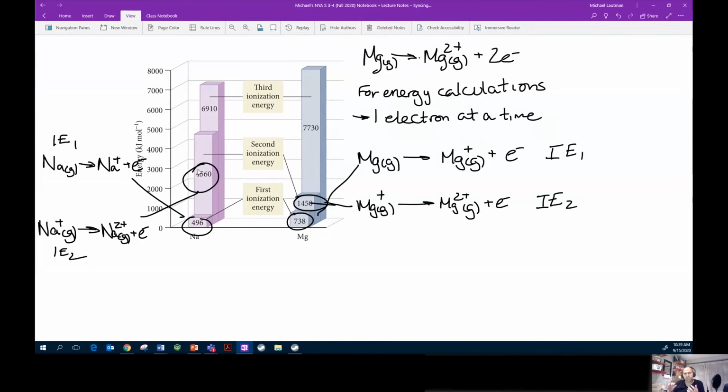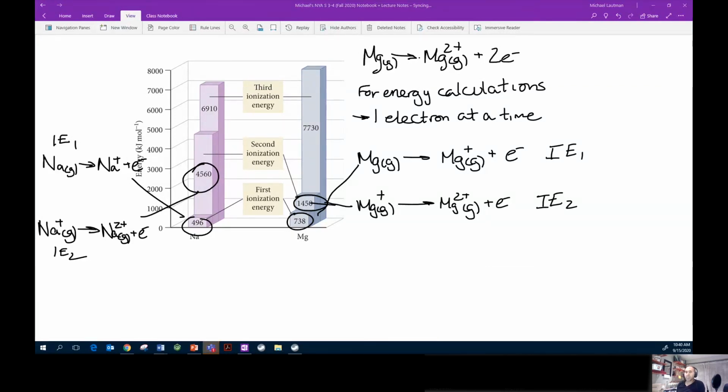Now, the difference here is in both cases, it got harder to remove an electron, but in one case, it got a little bit harder, roughly double. In the other case, it's dramatically harder, almost 10 times more difficult. In terms of the electronic structures of sodium and magnesium, is there a reason or an explanation for why it's so much more difficult to remove the second electron in sodium versus the second electron in magnesium, sorry?